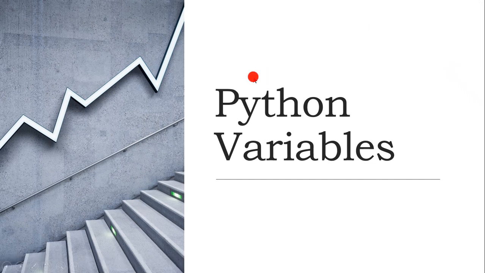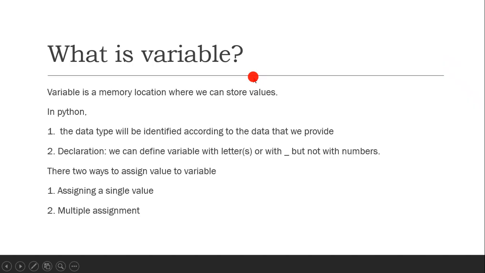So in this video, we are going through Python variables. What is a variable? Basically, a variable is a memory location where we can store values. In Python, the data type will be identified according to the data that we provide. So you declare a variable, and if you provide an integer, it will take it as an integer value and the data type will be integer type. If you provide a string, it will be string type.